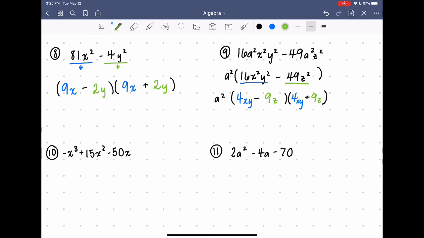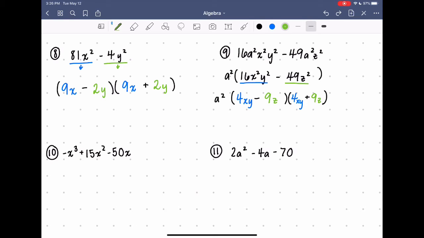Okay, let's look at the next 2 problems. So number 10 is just kind of a normal factoring problem here. But before I start, I'm going to go through and see if there's any common factors that I can take out of all 3 terms. And looking at this, I can see that they all have an x in common. They all have at least one x, so I'm going to take an x out of all of them.